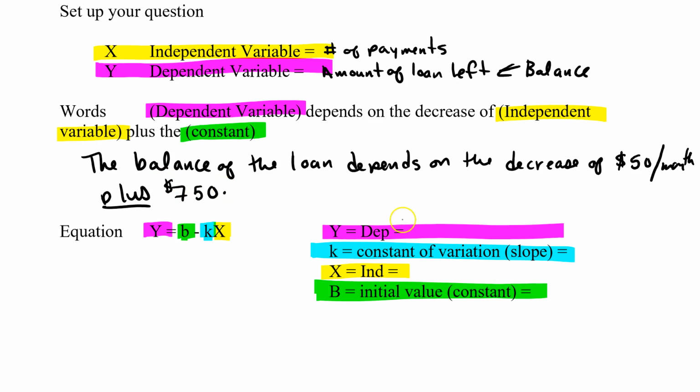So our dependent here is going to be balance, which we're going to call B. Our constant of the slope is going to be negative 50 because we're paying back 50. We're making it less by 50 each month. Our independent variable is going to be payments, number of payments.